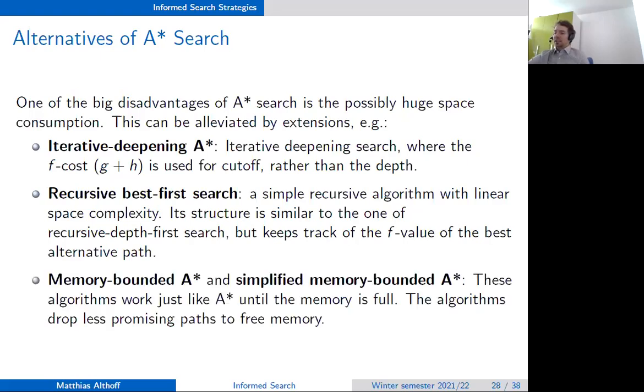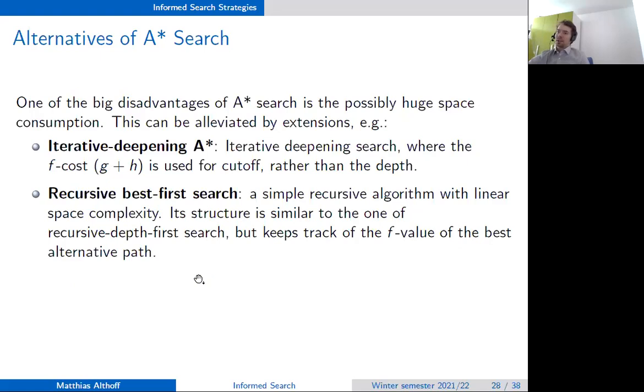And then there's another idea, which is to just bound the memory. So maybe I remove this again. So let's say you run out of memory. So which nodes would you remove from your frontier and your explored set? Maybe you can type this in the chat.